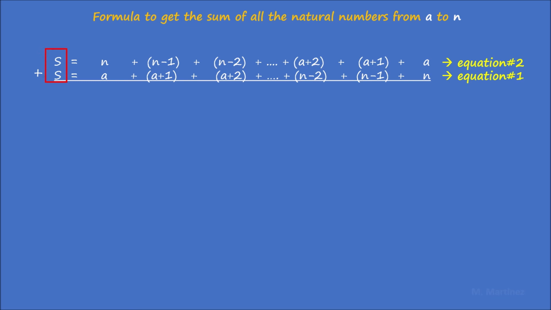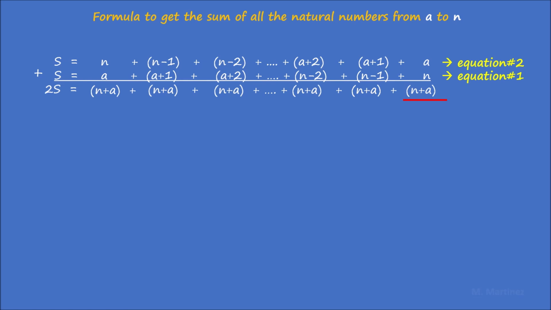S plus S equals 2s. N plus A equals N plus A. N minus 1, plus A plus 1, is equal to N plus A. N minus 2, plus A plus 2 is also equal to N plus A. Again, adding all the terms will always result to N plus A.